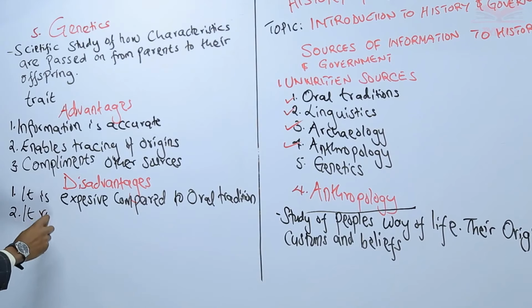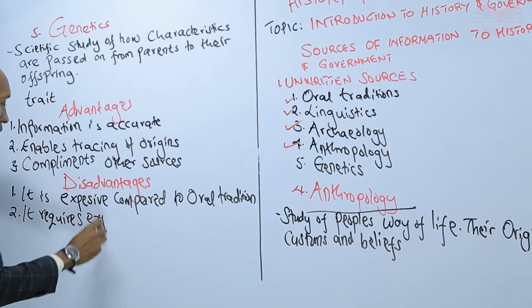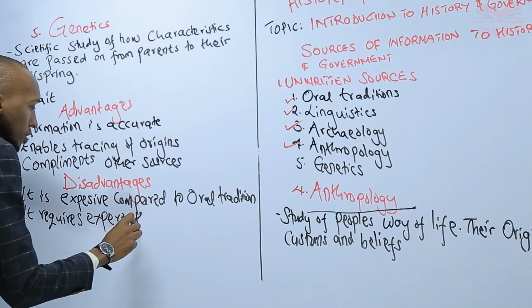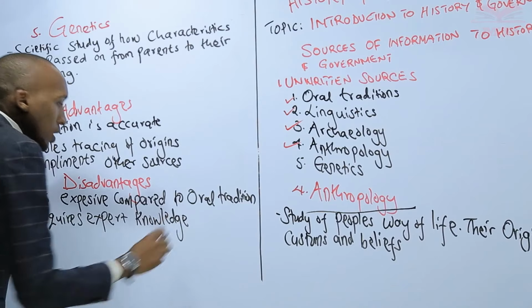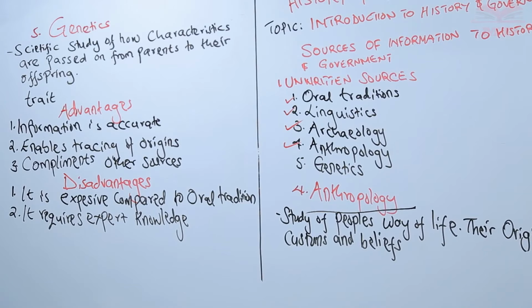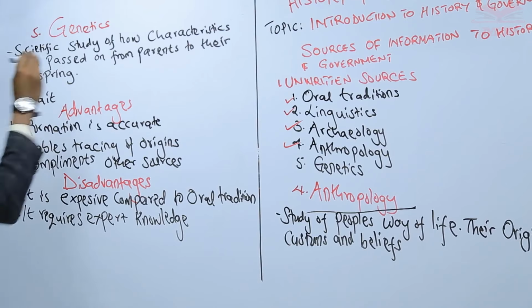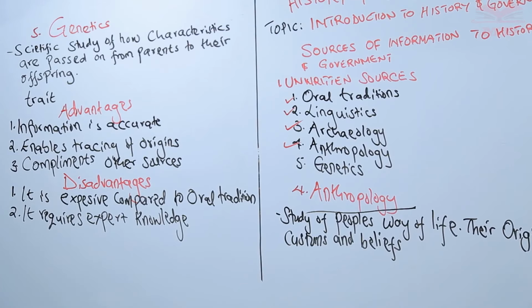And then number two, it requires expert knowledge. Without you having the knowledge of the characteristics that are inherent in an animal or a plant, it becomes very difficult for you to interpret information gotten from genetics.